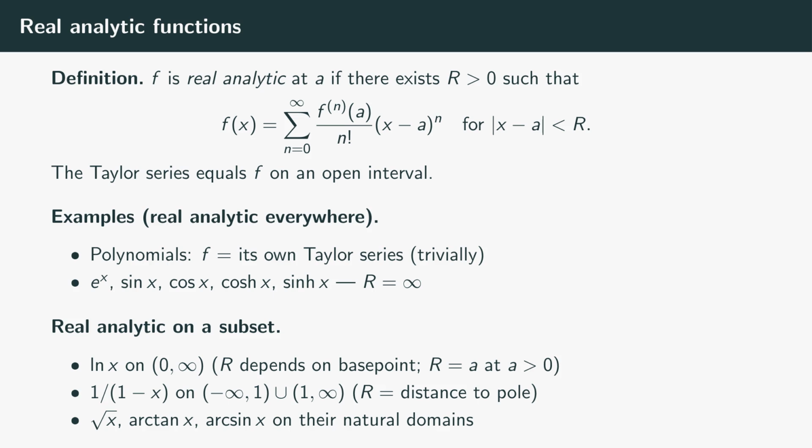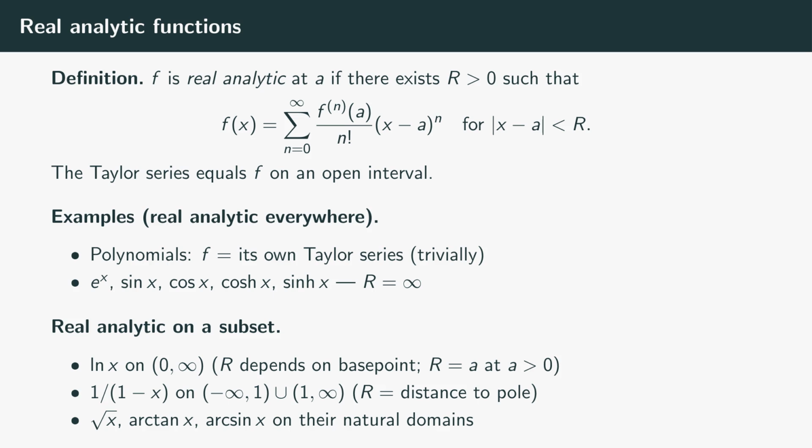Polynomials are trivially real analytic everywhere. They equal their Taylor series exactly. The transcendentals, e to the x, sine x, cosine x, and their hyperbolic versions, hyperbolic sine x and hyperbolic cosine x, are real analytic everywhere on the real numbers with r equals infinity.